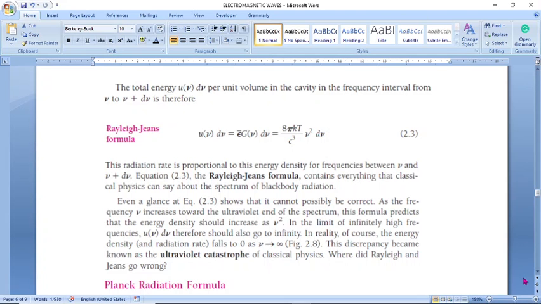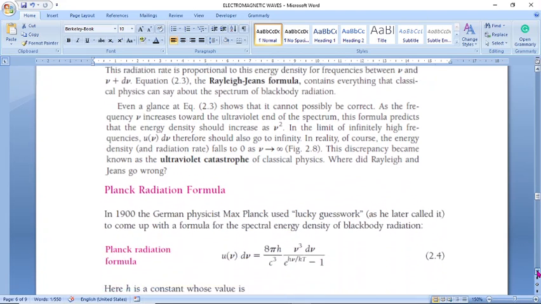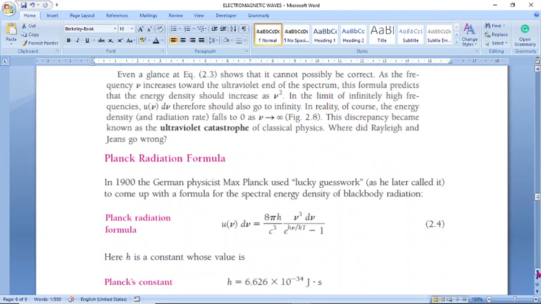Okay. Then the Planck radiation formula. In 1900, the German physicist Max Planck used lucky guesswork to come up with a formula for the spectral energy density of black body radiation. The Planck radiation formula is u of nu d nu is equal to 8 pi h by c cube, nu cube d nu by e power h nu by kT minus 1.